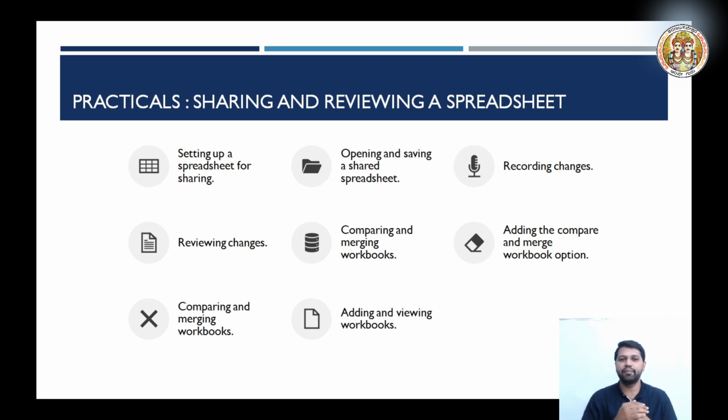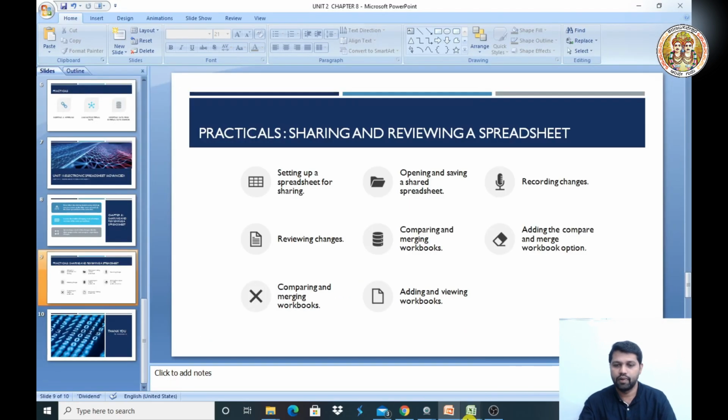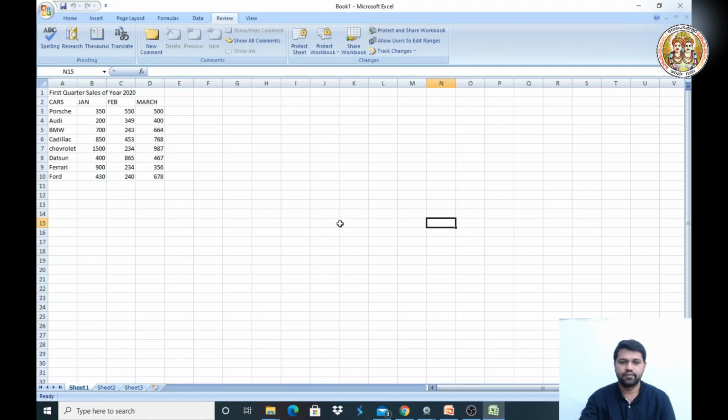First one is setting up a spreadsheet for sharing. First we need to set up the spreadsheet to share. Before sharing, we need to enable some options to share it on the network. Now let us see that one by one. So here we have the file to share over the network. For that we need to set up the file.